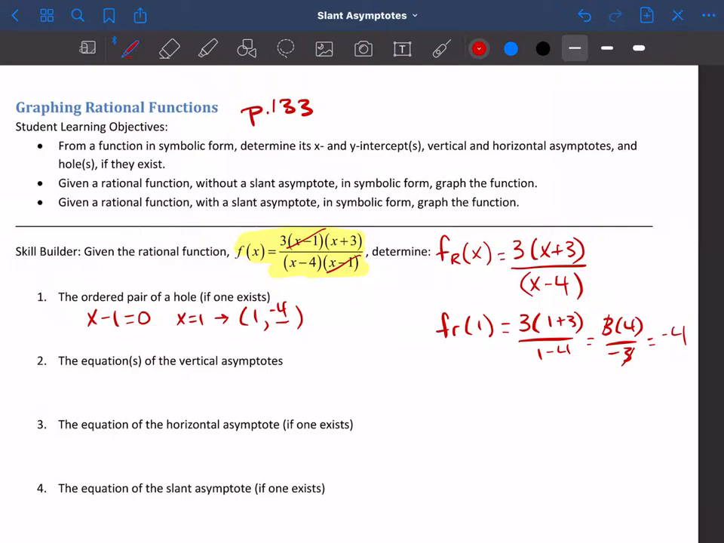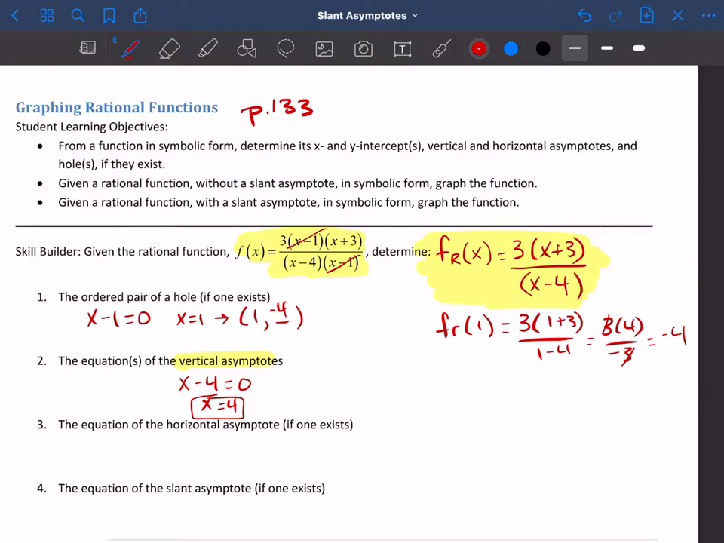Our vertical asymptote is going to be where our denominator is equal to 0. Now, since I now have the reduced one, we'll use this one for the rest of the problem. So my vertical asymptote is going to be where the denominator goes to 0. We have one factor in the denominator, so that's going to be when x is equal to 4.